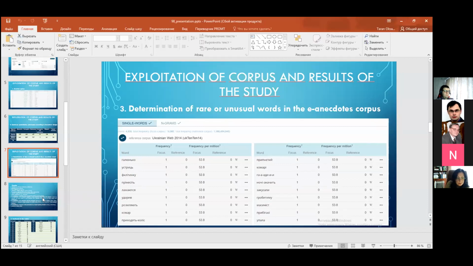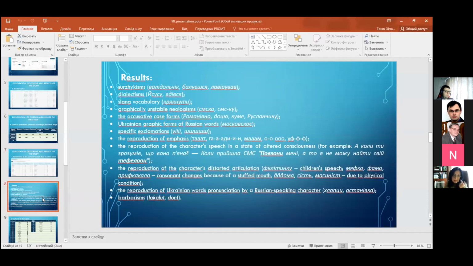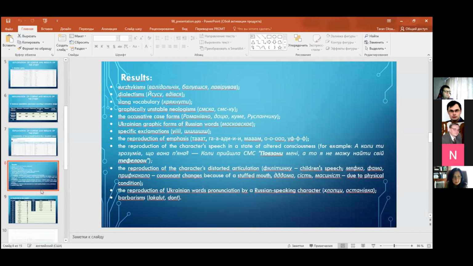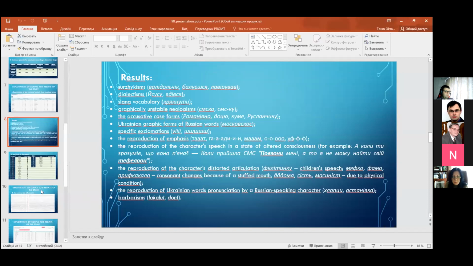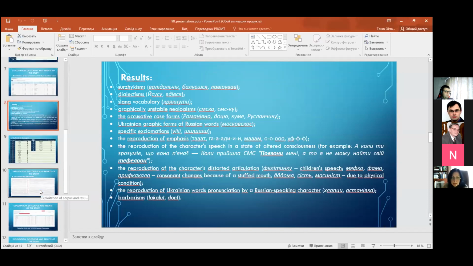As a result, 997 such tokens, which is 5%, were detected. As you can see on the slide, the anecdote as a conversational genre reflects the full range of oral non-formal speech linguistic means.